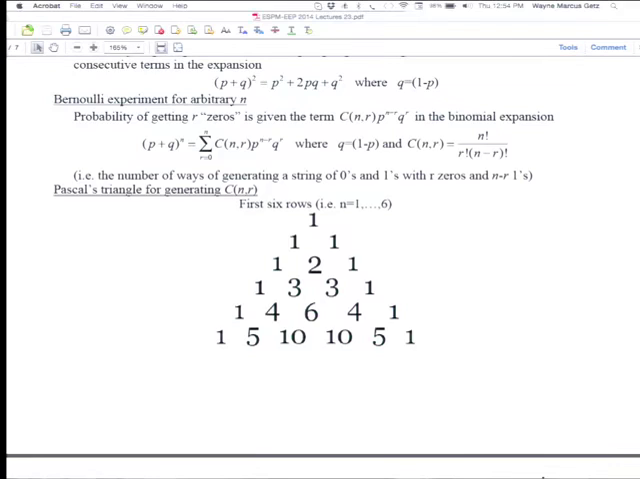So for example, if n is 3, and p is a third, then the probability of getting 0, 0, 0 is going to be 1 times, where 1 is your nCr, and then your p is a third, and you're going to cube this. And then the probability of getting 2 zeros and a 1. So you can get this in three different ways. You can get 0, 0, 1, 0, 1, 0, 1, 0, 0.